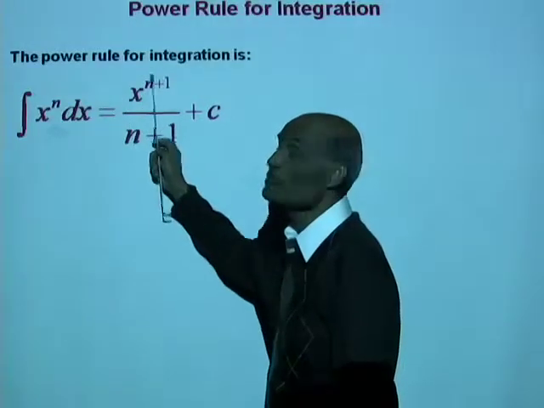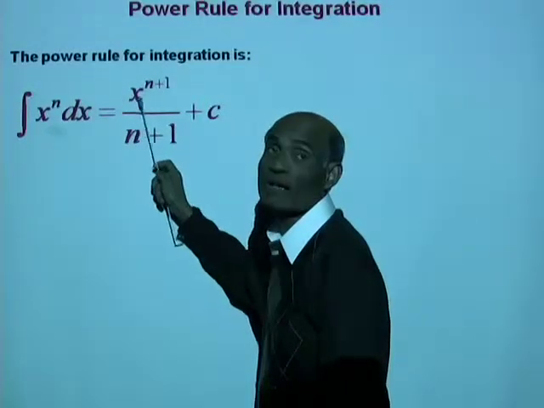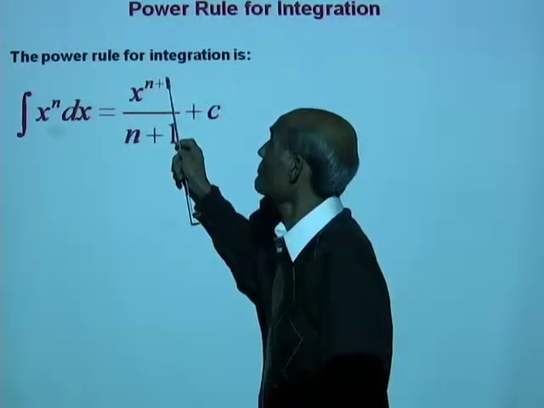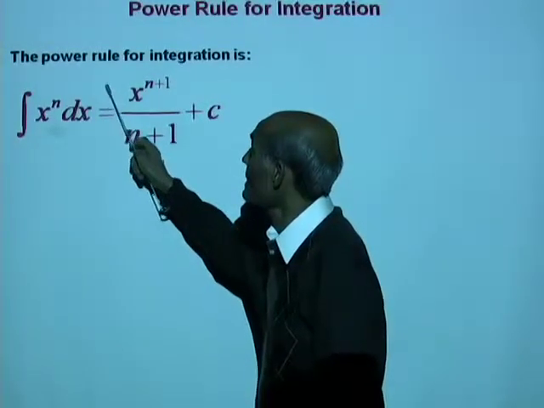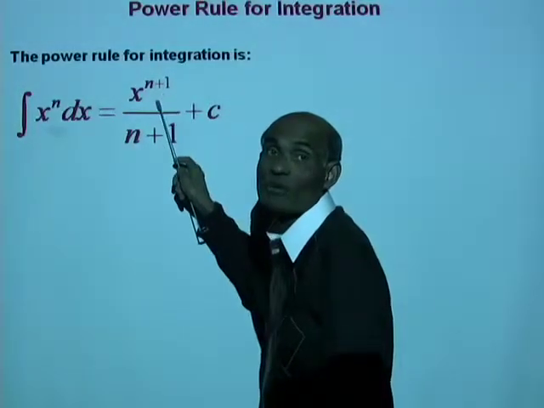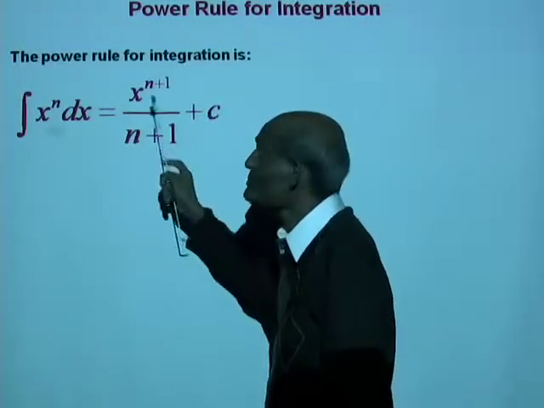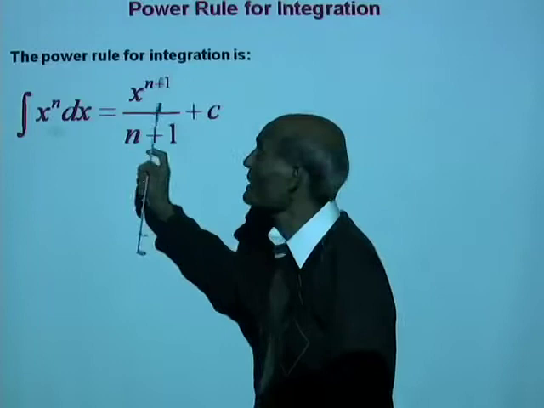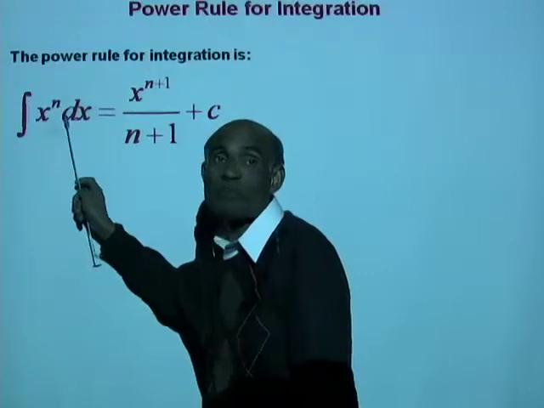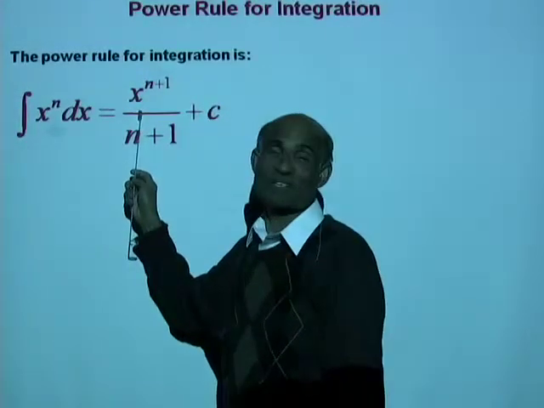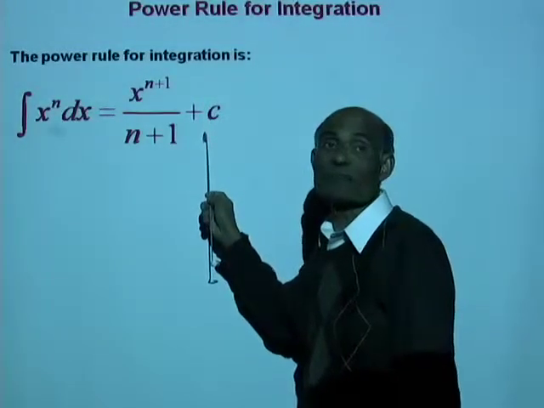Now, what is the derivative of this quantity? If you find the derivative of the numerator, it will be 1 times n plus 1 times x to the power of n plus 1 minus 1. N plus 1 minus 1 is n. And the n plus 1 here will cancel this n plus 1. You'll be left with x to the power of n. And the derivative of a constant is 0. So the derivative of this is x to the power of n. And therefore, if you integrate x to the power of n with respect to x, you must get x to the power of n plus 1 over n plus 1 plus c.